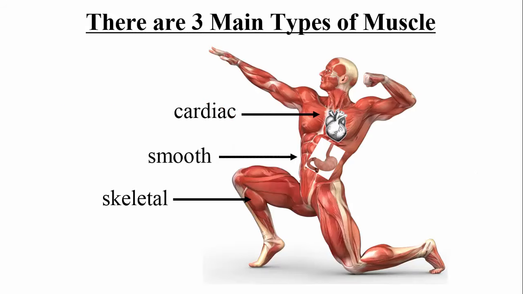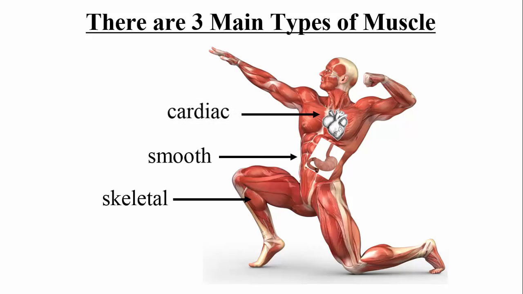Okay, so what are the three main types of muscles? Well, there's cardiac muscle, there's smooth muscle, there's skeletal muscle. Cardiac muscle, an example would be, and the only example in humans, is the heart, the muscle that forms the heart. Smooth muscle is muscles that you could see in blood vessels in the digestive tract. And then the third type of muscle, skeletal muscle, is seen with muscles like your biceps, your triceps, gastrocnemius, those type of muscles.